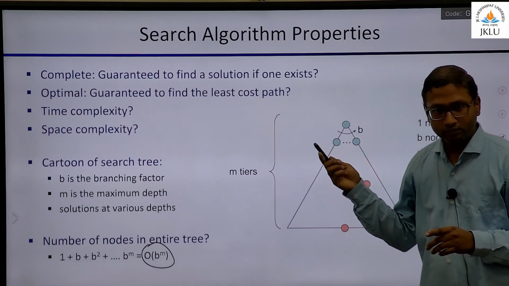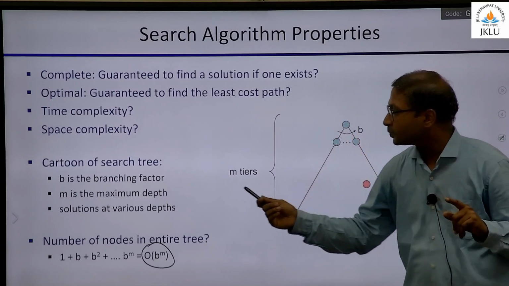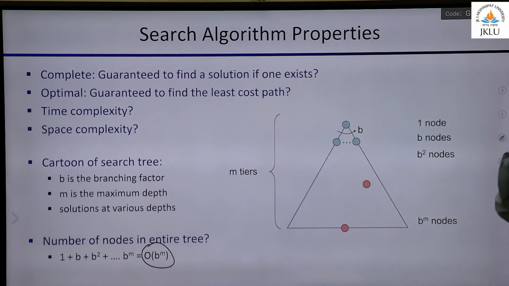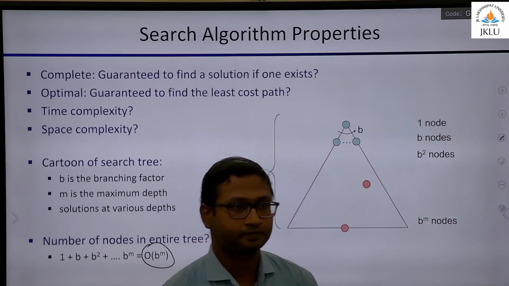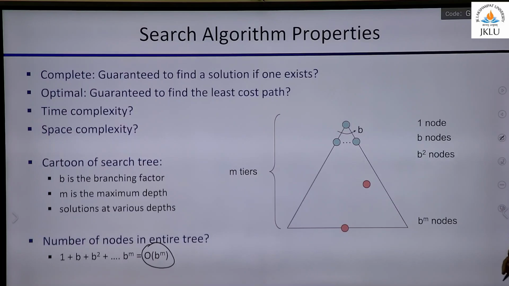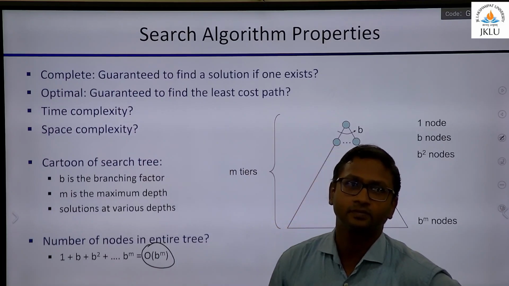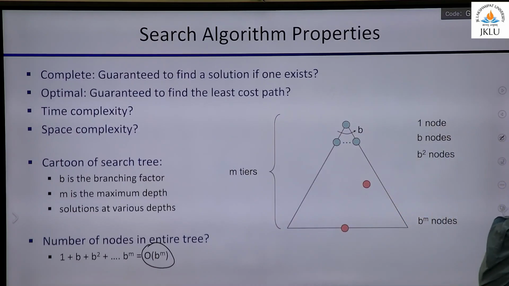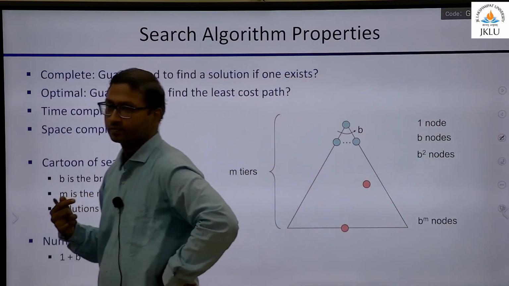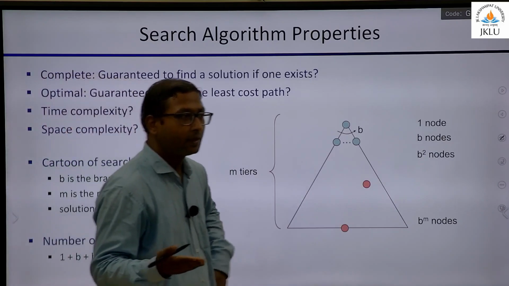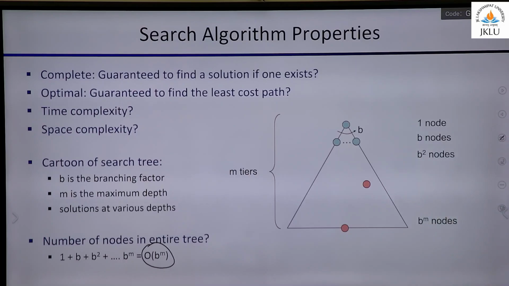So, at any given node, guys, this branching factor means the maximum number of children one node can have. Now give me the time complexity for BFS. Order of BM, B into M. Let me help you more. If it takes you one time unit to search in one node, what will be the time complexity now? B to the power m. Bhai, there are b to the power m nodes, so aapki complexity b to the power m se kam to nahi ho rahi hai na?